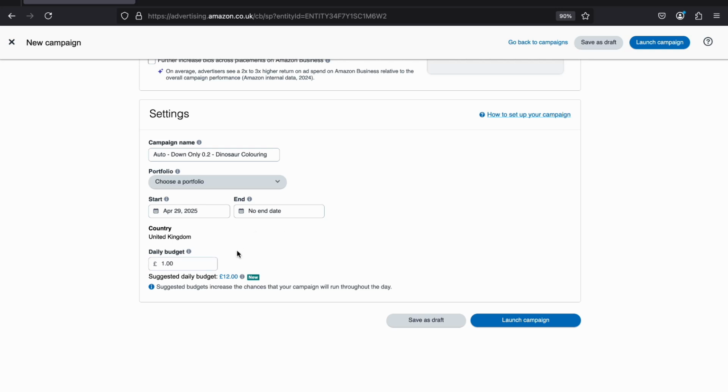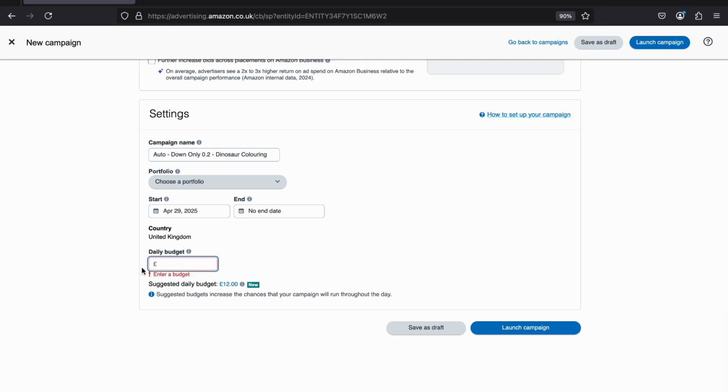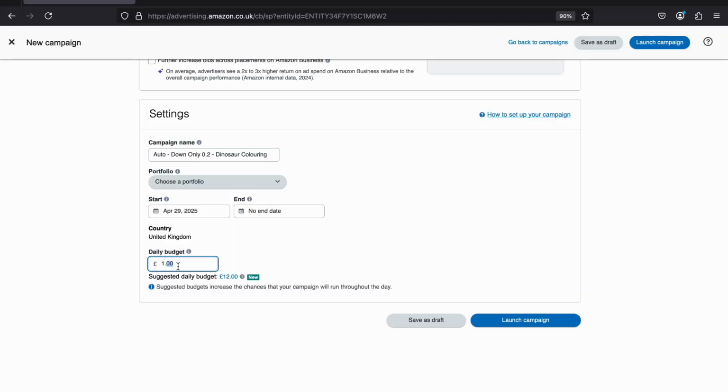Now, this is one thing where a lot of people have a lot of questions in terms of their daily budgets. This is basically the maximum you are prepared to spend on your advertising campaign every single day. So I just go for £12 here. That's what it's suggesting. Again, this does by no means mean you will spend £12 on your ad campaign.